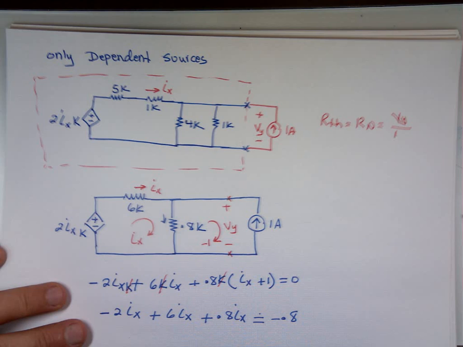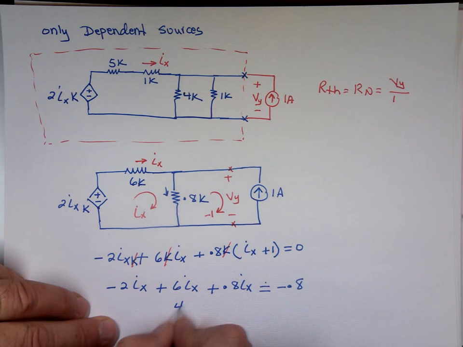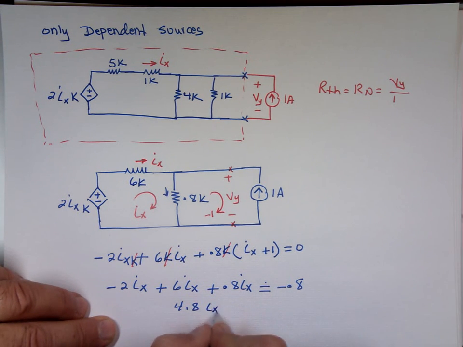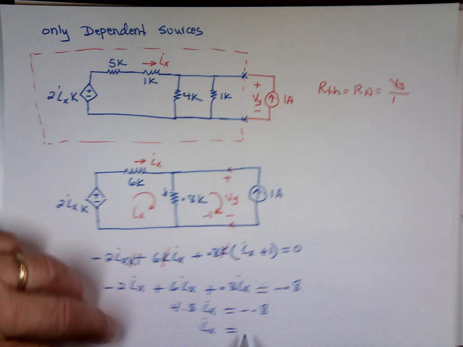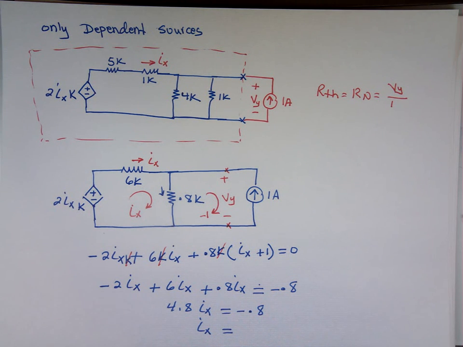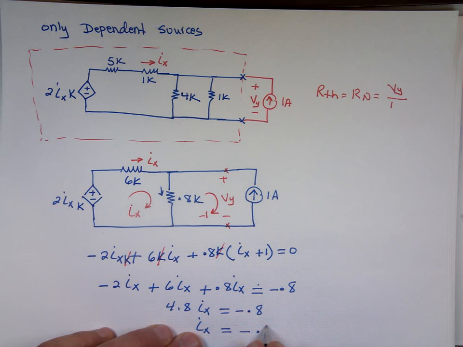0.8 times I sub x equals negative 0.8. What is I sub x? 1 over 6, negative. Yep. It's negative 0.17, which is 1/6.